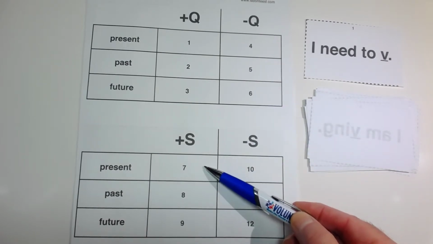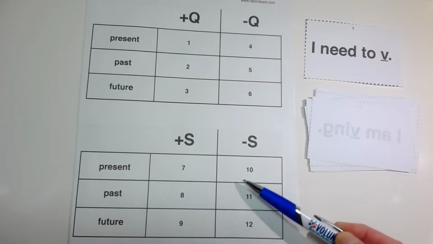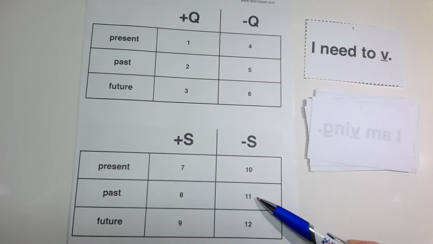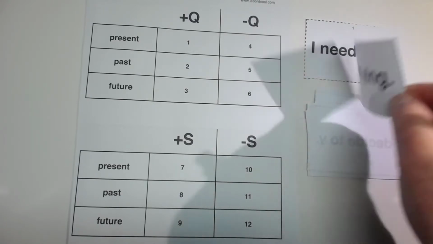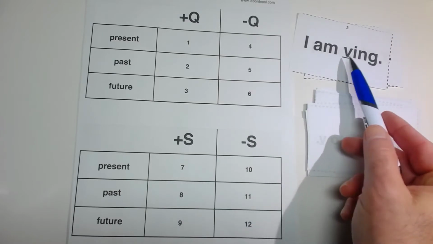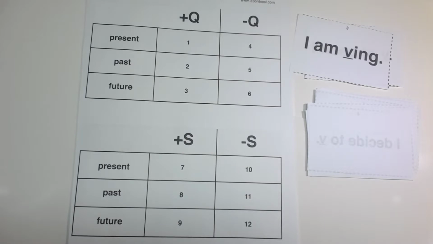And the sentence: I need to go. I needed to go. I will need to go. I don't need to go. I didn't need to go. I won't need to go. Then the next card comes up and they follow through with this.